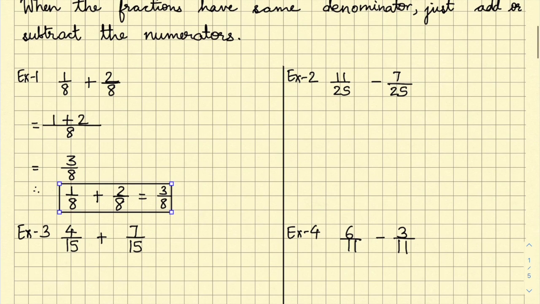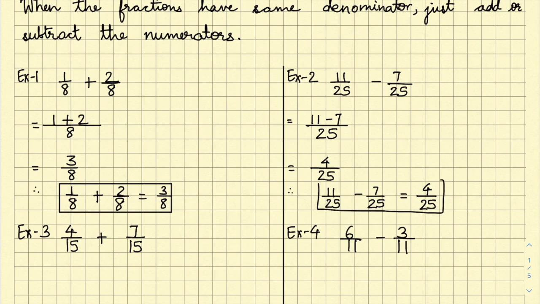Second example is 11 over 25 minus 7 over 25. Here again you see the denominators 25 are the same. These are like fractions. So we do 11 minus 7 over 25. 11 minus 7 gives you 4 over 25. So therefore what we get is 11 over 25 minus 7 over 25 is equal to 4 over 25. Just because the denominators are the same, we simply subtracted the numerators.